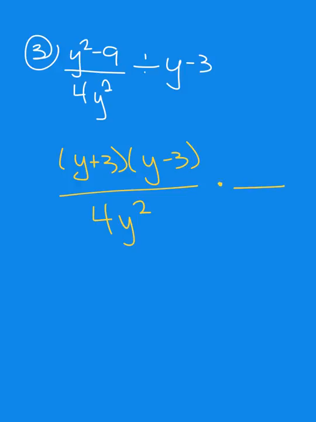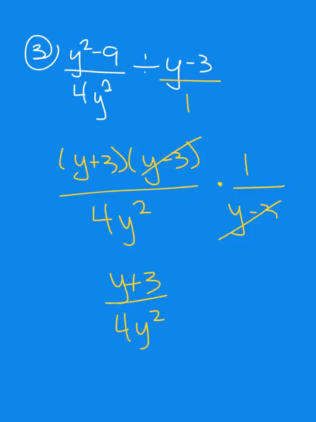So this is y minus 3 really over 1. So when I take the reciprocal, I get 1 over y minus 3. And I realize I have a y minus 3 in my numerator, 1 in my denominator, so I'm left with y plus 3 all over 4y squared.